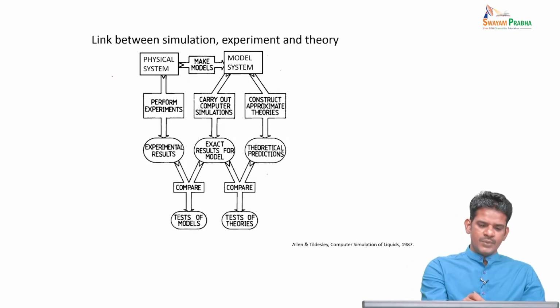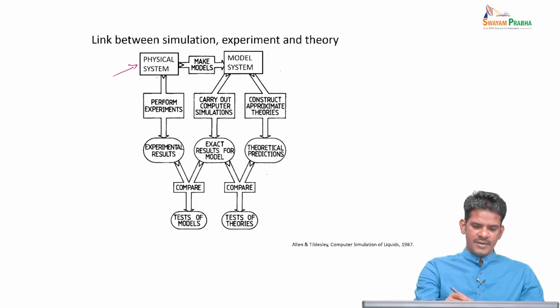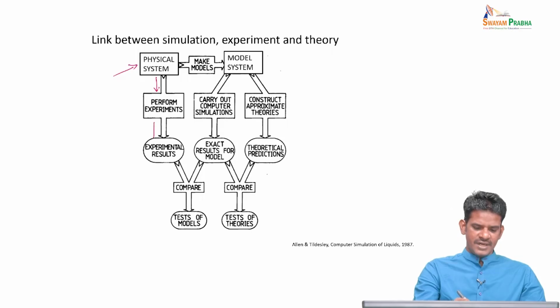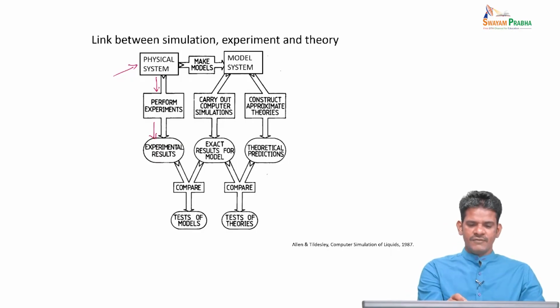So generally you start with a physical system which you want to investigate or study. The easiest thing is to perform an experiment, given that you have all the wherewithal of doing this experiment. And then after conducting the experiment, you basically collect a set of results or facts. This is one way of conducting research. The other way is, for the physical system, you first make a model.